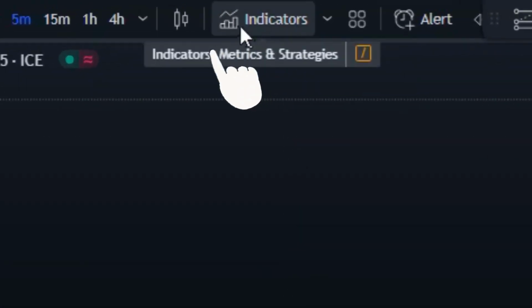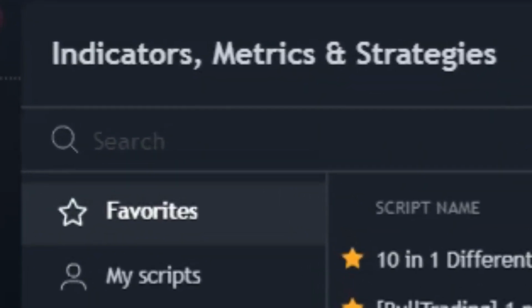We'll be using the pivot trend line with break indicator to trade breakouts after trend lines.